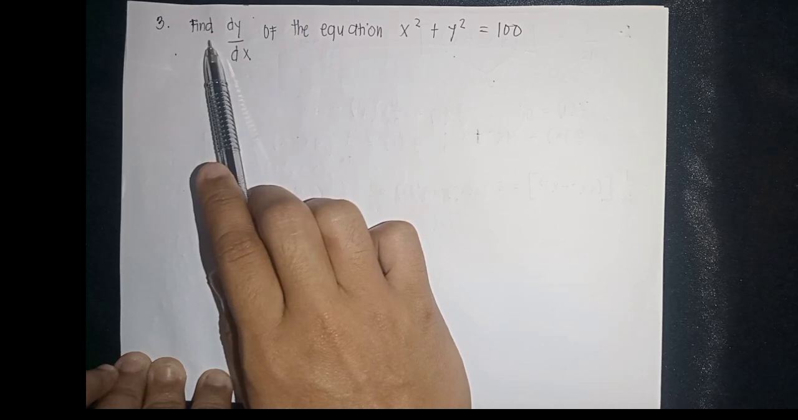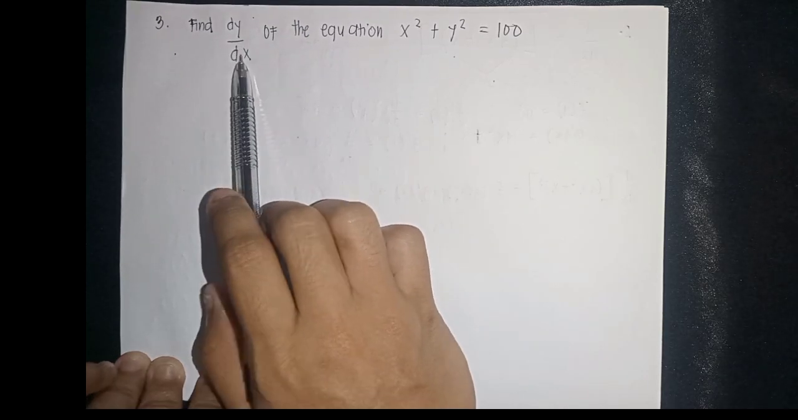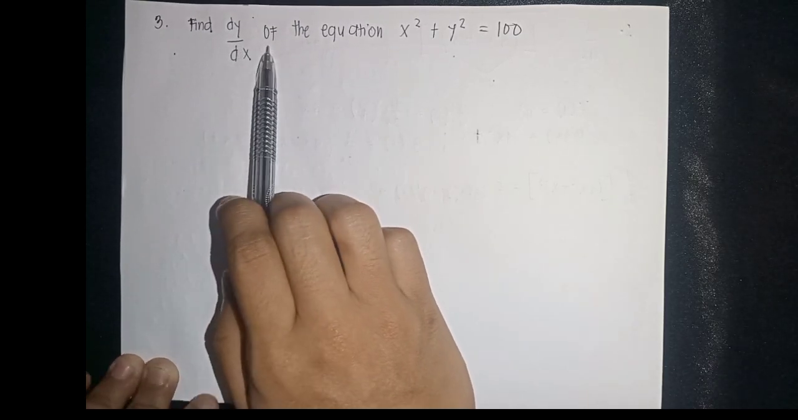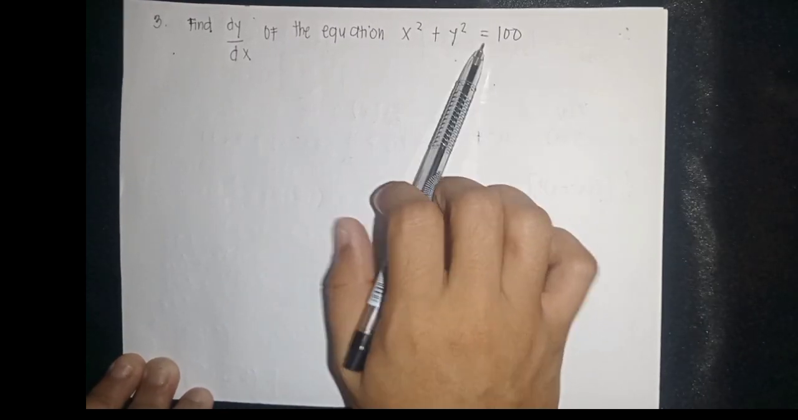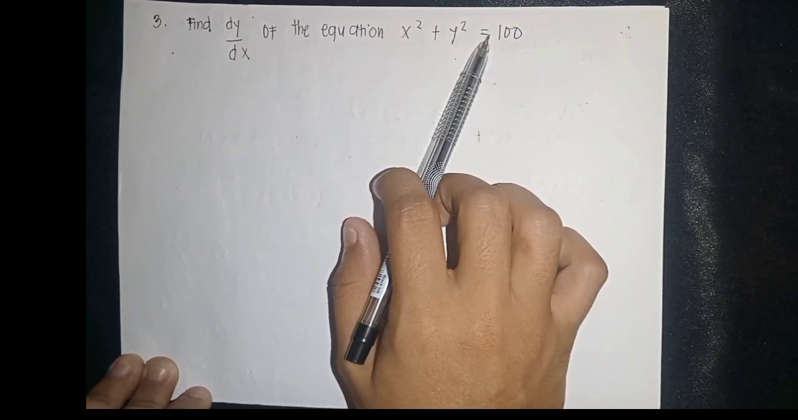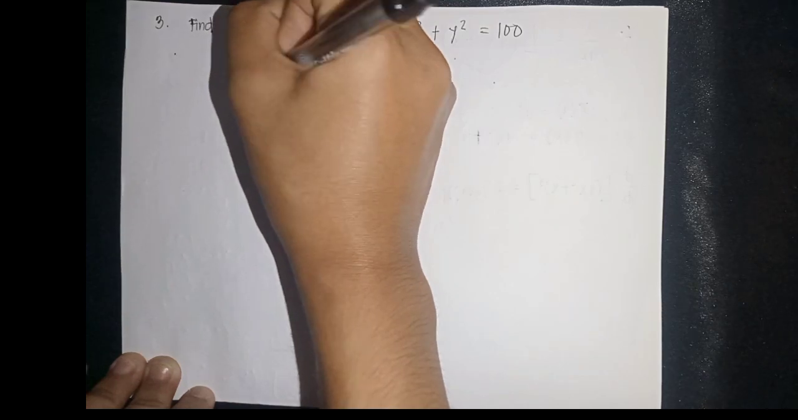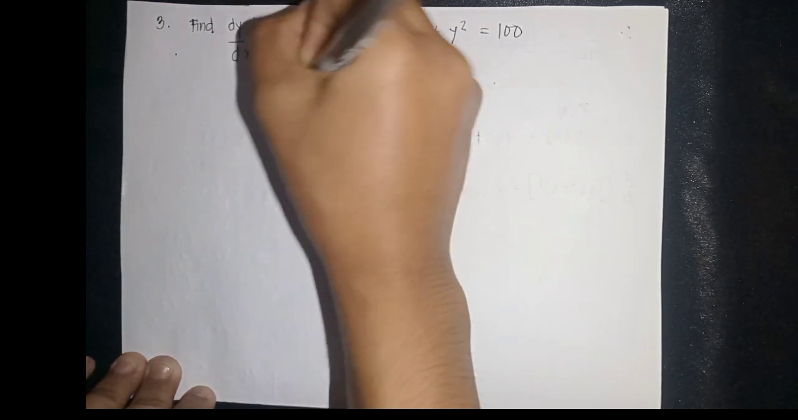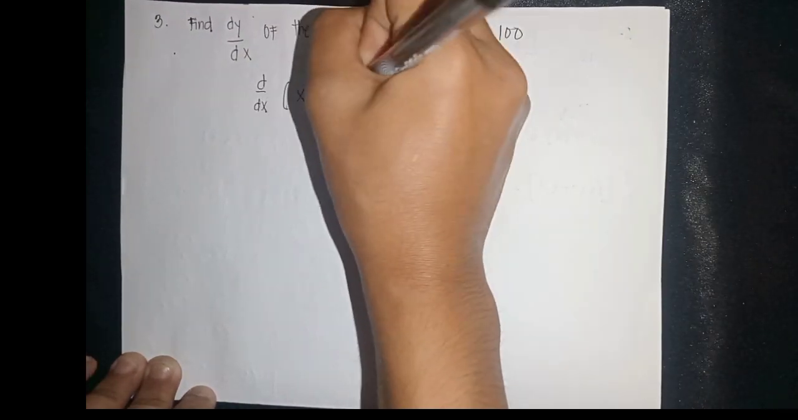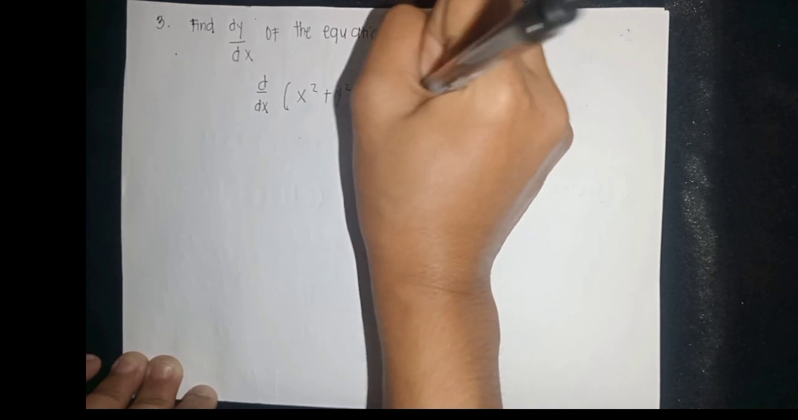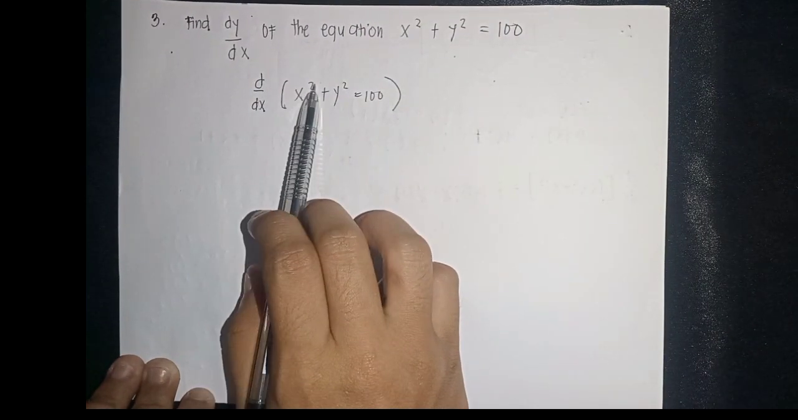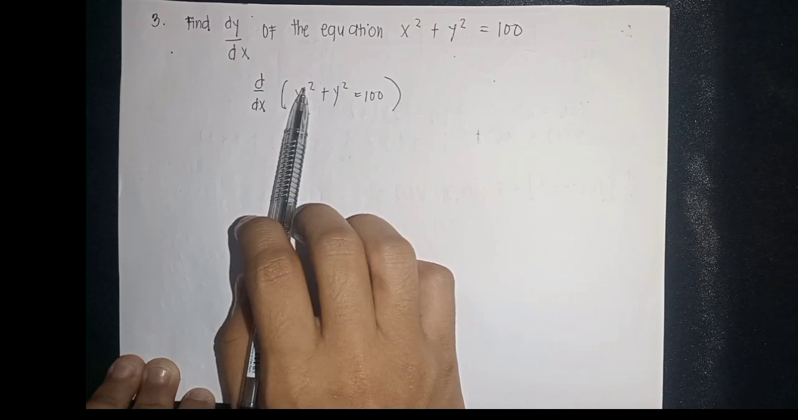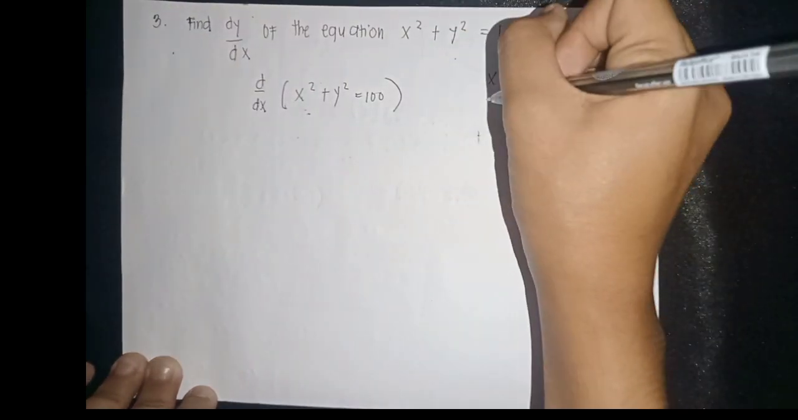So for our third example, find the derivative of y with respect to x of the equation x squared plus y squared is equal to 100. So now let's bring down x squared plus y squared is equal to 100. So the derivative of x squared plus y squared equals 100 with respect to x: we have to split this and differentiate each term.